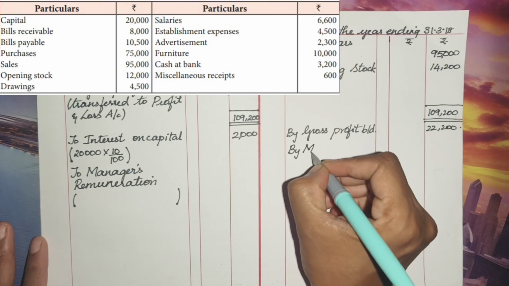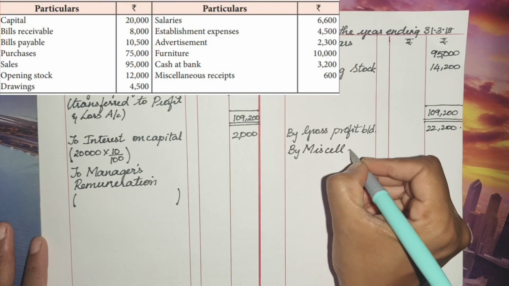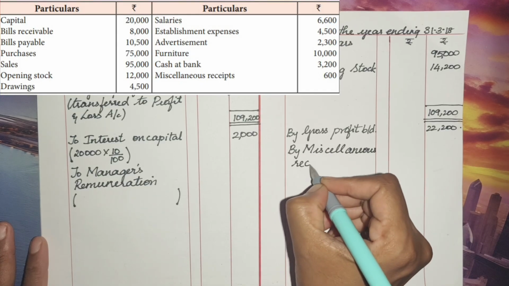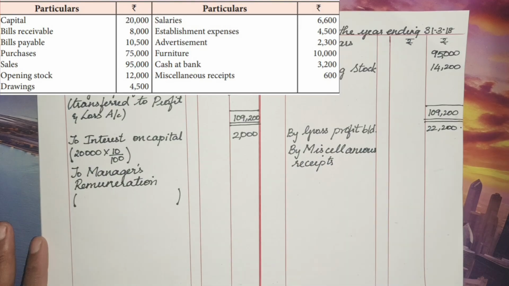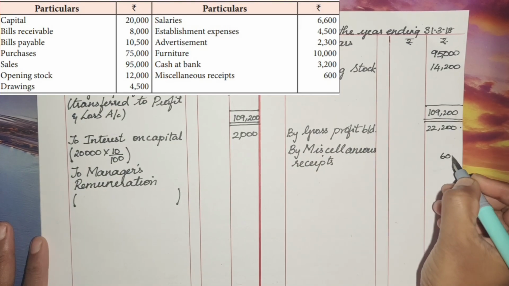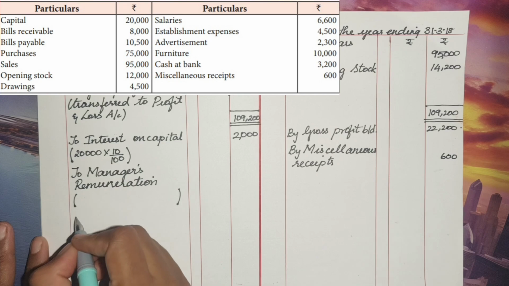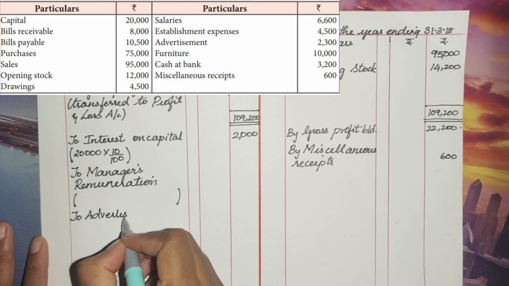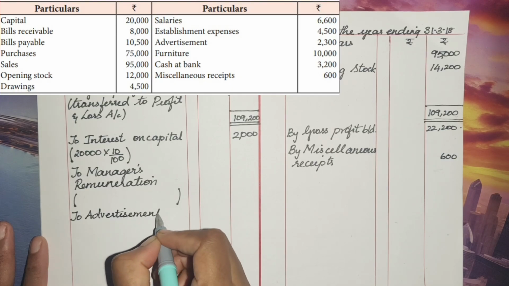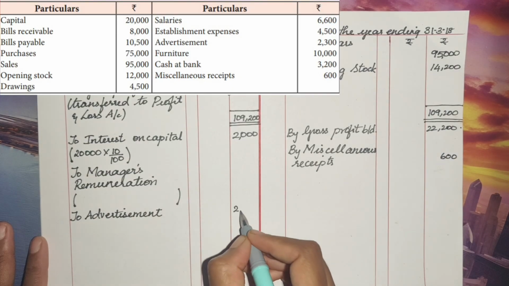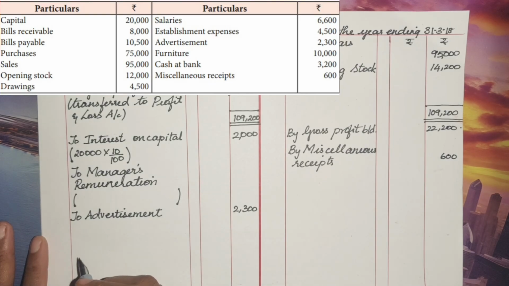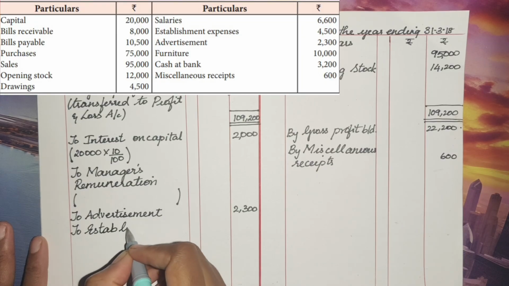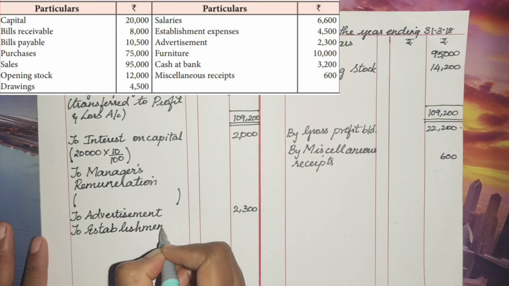Next, we can move on to the remaining items which are there in the trial balance of your problem, which do not have any adjustment, like miscellaneous receipts. So it goes to the credit side. If there is a word called receipts in it, it definitely goes to the credit side of the profit and loss account, because in the trading account there are no other receipts other than sales and closing stock. Then I go ahead with writing the advertisement on the debit side because it is an expense. Then we have the establishment expenses on the debit side again because it's an expense.